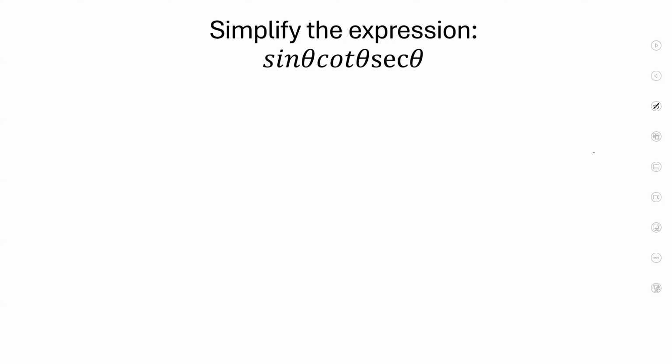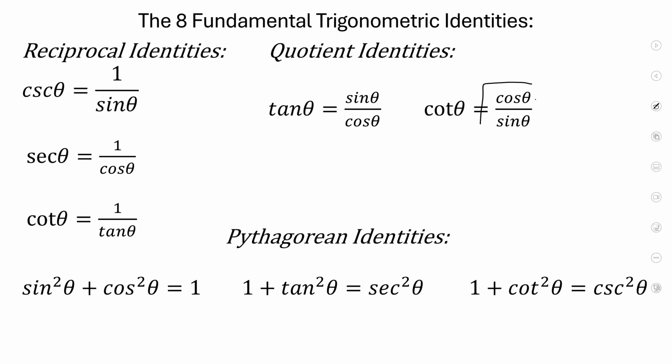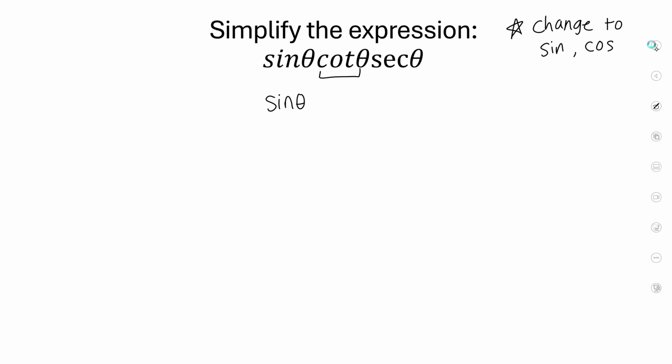I'm going to use those trigonometric identities to simplify this expression. One tip that I have for you guys is to change things to sine and cosine. I like to change everything I can to sines and cosines. So if I use my identities, this can stay the same, but cotangent, if you look back here, can be written as cosine over sine. So I'm going to write this as cosine over sine.